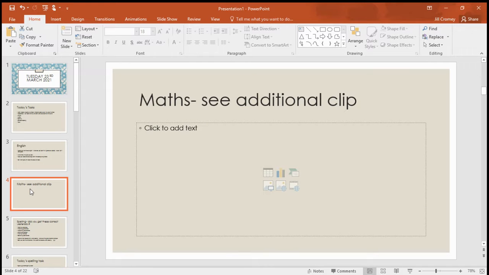So your maths, you're going to work from the additional clip, and that is decimals, rounding decimals today. So thinking about your rounding skills that you were doing on LBQ earlier in the week, but you're going to apply that to decimals. And the full lesson is on the clip to help you there.